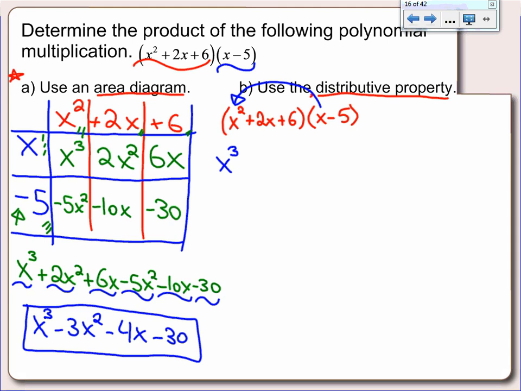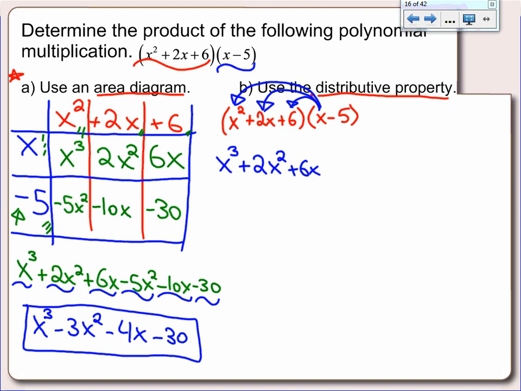I then take that x and I distribute it again into the second thing that we see. So now we have x times 2x. That gives us plus 2x squared. And we just add the exponents. And now we take x and we distribute it to the very last thing in the other polynomial, and we get plus 6x. Because 6 times x is 6x.